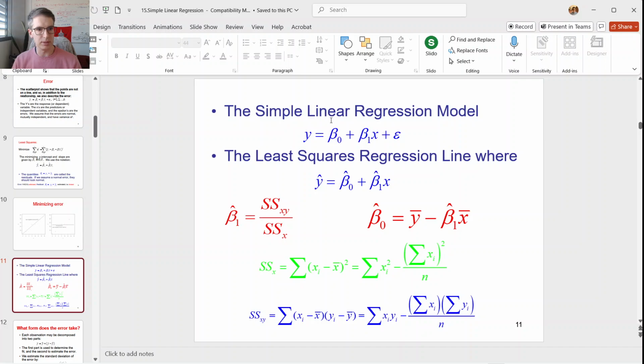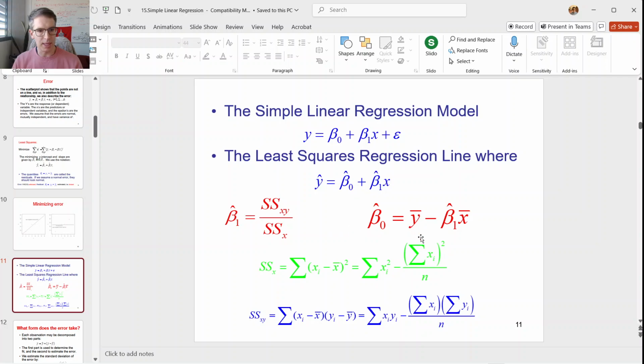So this is the simple linear regression model, and this is how we find the least squares regression line to include essentially in this model. So we want to estimate these things. These components break down into these pieces here. So the B1 equation is the sum of squares of X and Y divided by the sum of squares of X. So that's how we find our B1.